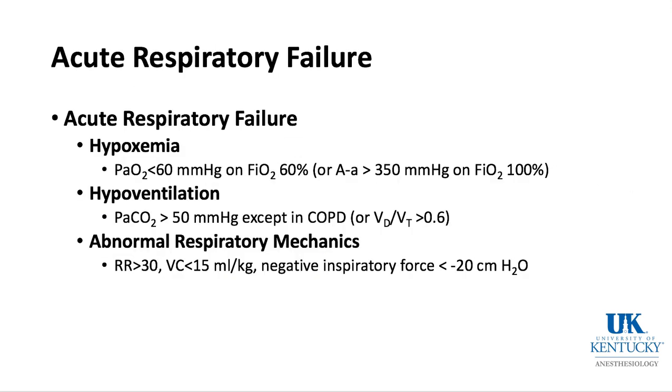Acute respiratory failure can be defined by hypoxemia when the PaO2 is less than 60 on an FiO2 of 60% or more with a large AA gradient. We say that's hypoxemia. It can be hypoventilation when the CO2 rises greater than 50 millimeters of mercury, or the VD over VT is greater than 0.6. And it can be due to abnormal respiratory mechanics, where you are breathing very rapidly or have a low vital capacity, less than 15 mils per kilogram, or you can't generate a negative inspiratory force more negative than minus 20.